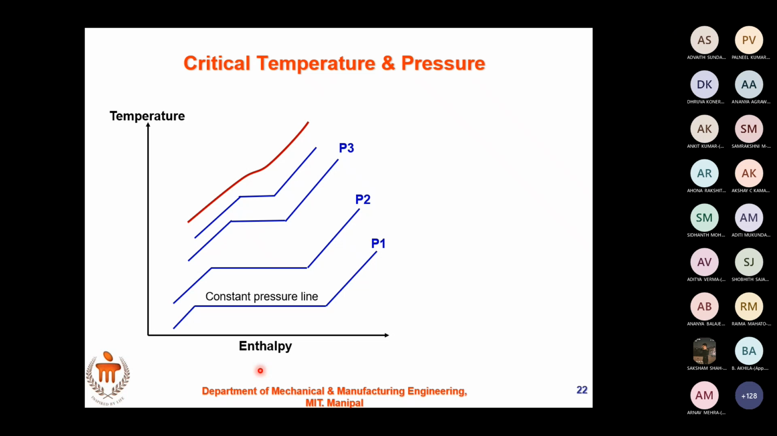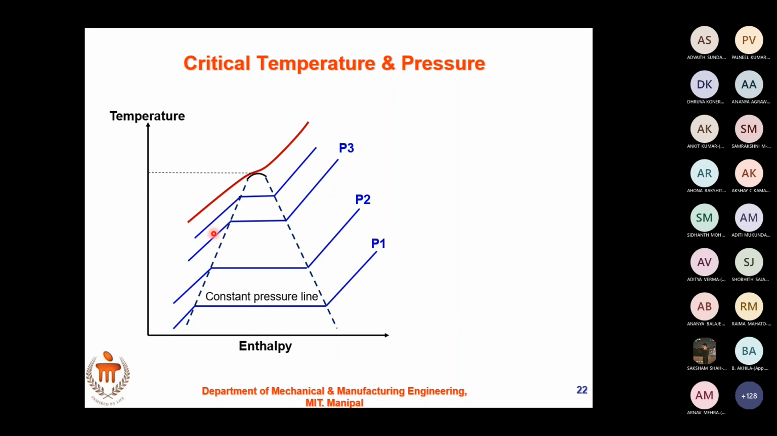Now what I do, I will join these points. I know that these are the saturated water points, so I will join all the saturated water points to form a line. Similarly, I will also join all the saturated vapor points. If I keep on increasing the pressure, at one pressure these two lines meet, and there is the formation of a dome. This dome is called the vapor dome.